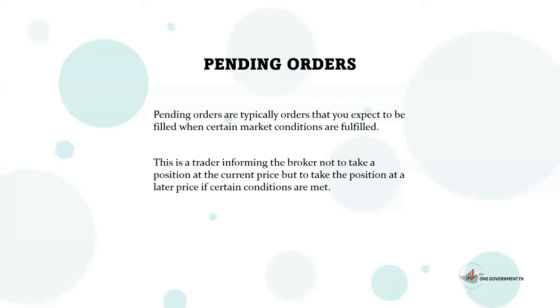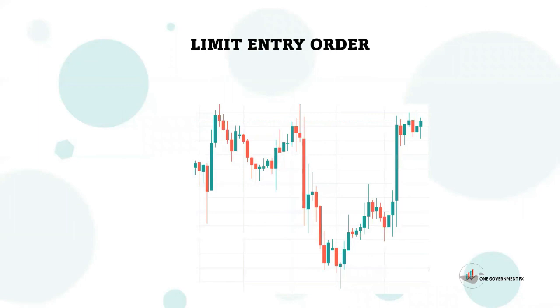This is you telling the broker, I don't want this position to be filled right now, but in the next hour or next two hours, if price gets to this position, then I want you to help me sell it, or take a long position, or whatever it is you want. That is what pending orders are. We have two types of pending orders.